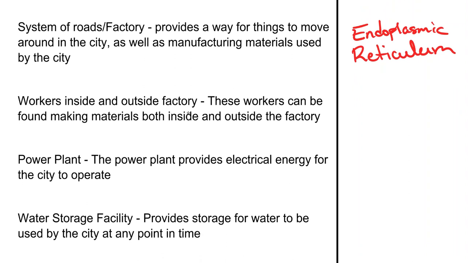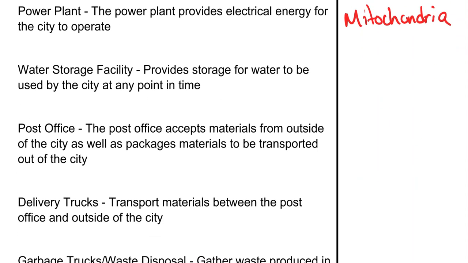Workers inside, outside the factory. These workers can be found making materials. Well, those are going to be the ribosomes. They can be found inside and outside the endoplasmic reticulum. Power plant. The power plant provides electrical energy for the city. Okay, well, what's the powerhouse of the cell? Mitochondria. Woo! All right. Water storage facility provides storage for water to be used by the city at any point in time. Well, what's the storage, man? What's going on here? A vacuole.